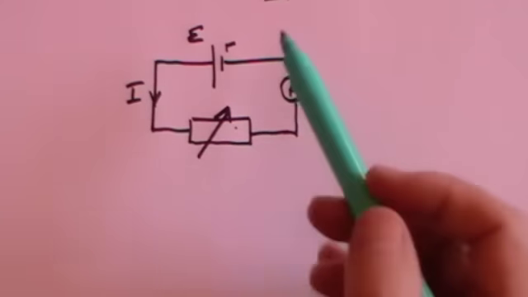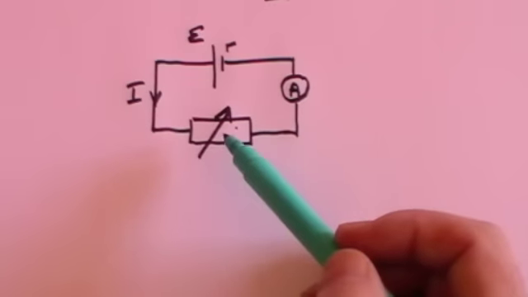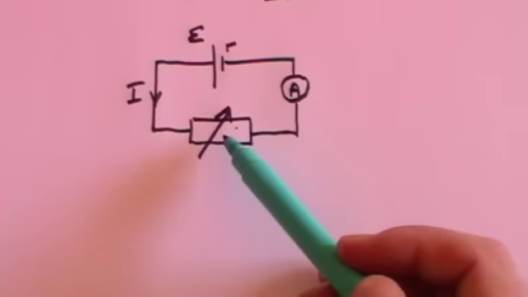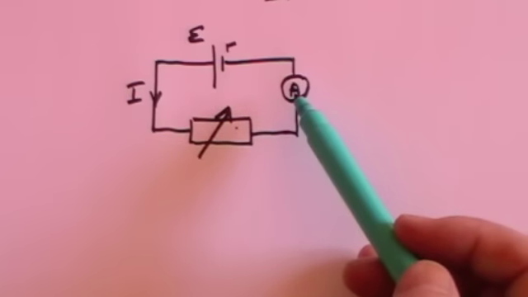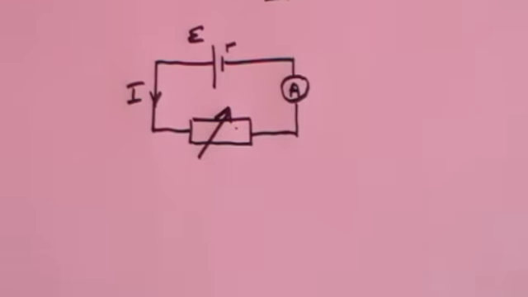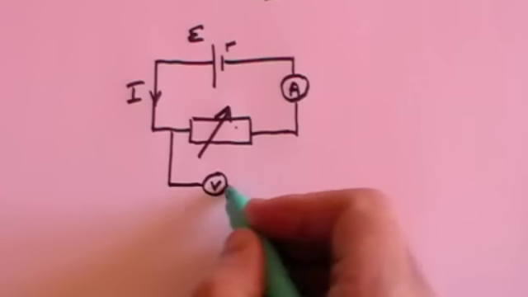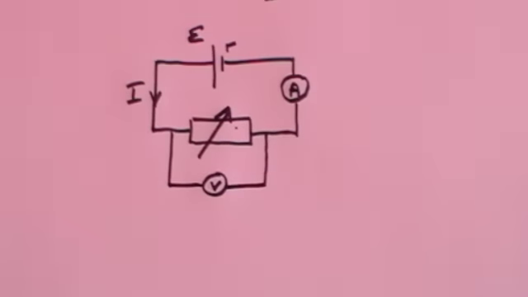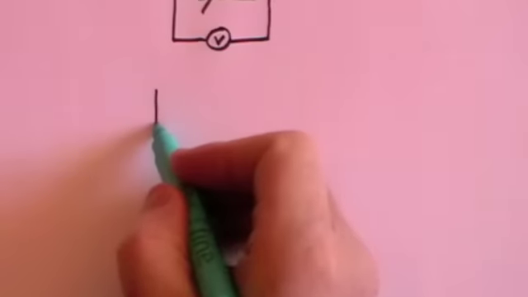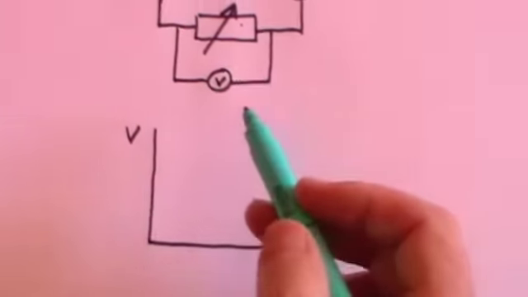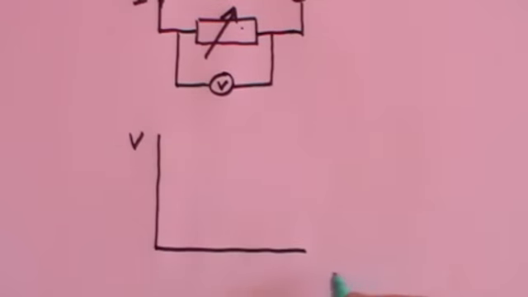And what you do is you simply change the value of R. Remember, E is fixed, that's the value of the battery. But you change the value of R and you measure the associated current that you get. And you also measure the voltage drop across the resistance. And you plot the voltage across the resistance against the current measured by the ammeter.